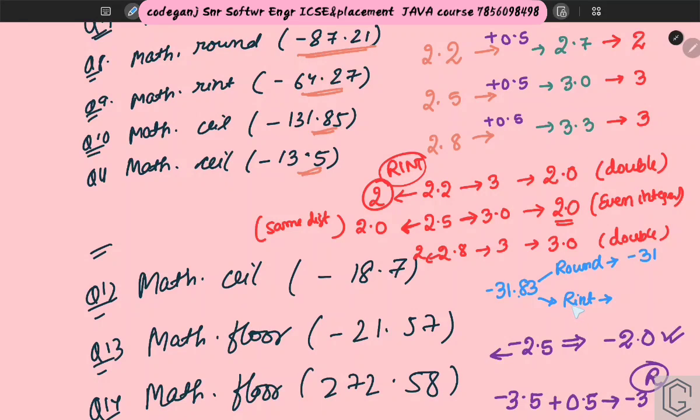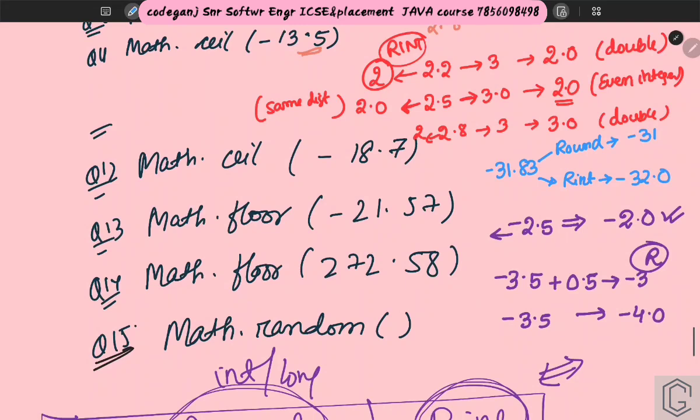And what does rint do? It will go towards the nearest integer. So the nearest integer for 31.83 is what? Tell me. It is 32.0, because it is nearest, right? 31.83 is 0.17 far from 32 and 0.83 far from 31. So it is nearest to 32. So the answer will be minus 32. Simple.